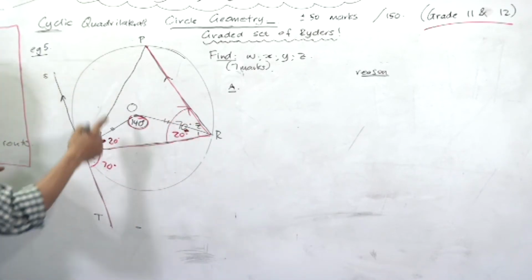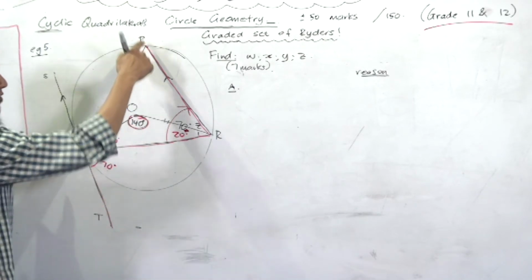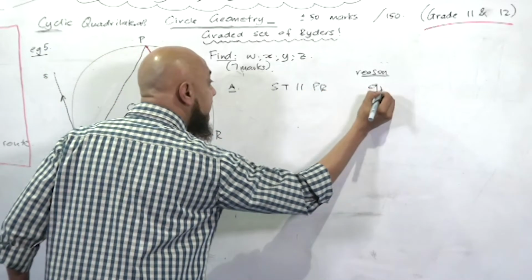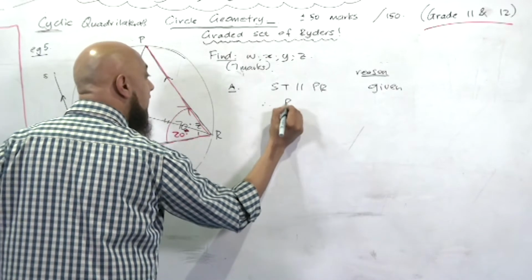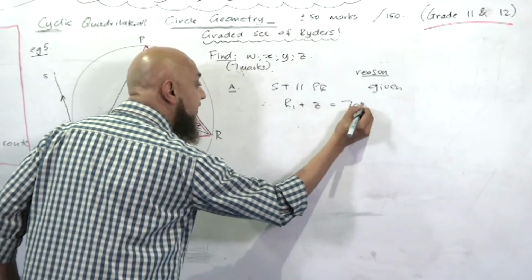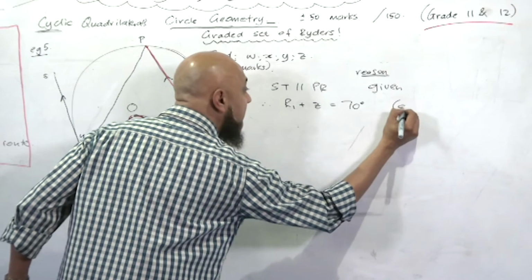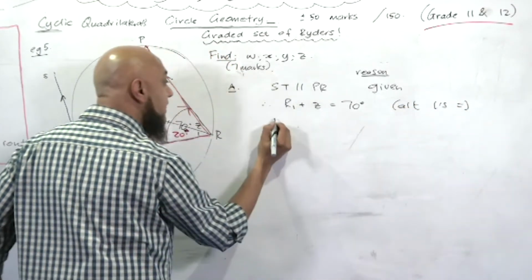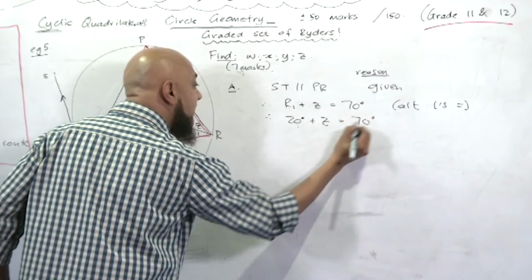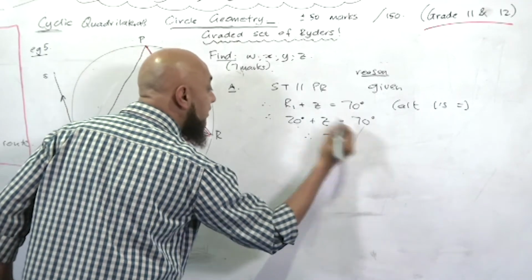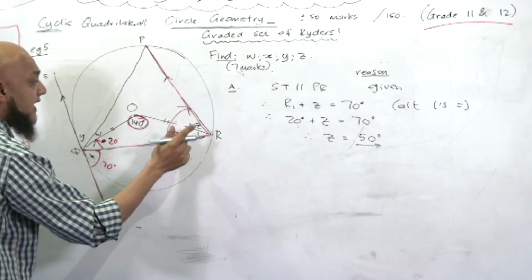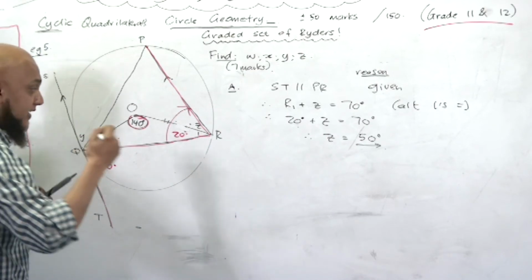But we want Z. So let's first say ST is parallel to PR. Given, ST parallel to PR, and they gave it to you in the question, so you'll write given. Therefore, angle R1 plus Z is equal to 70 degrees, and the reason for that is alternate angles are equal. But we've already got R1. Therefore, 20 degrees plus Z is equal to 70. Therefore, Z on its own is equal to 70 minus 20. Z is equal to 50 degrees. So now we know that angle Z is 50 degrees.